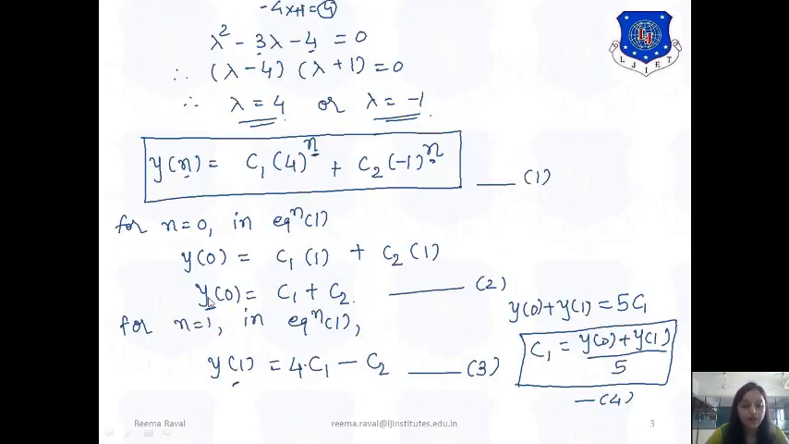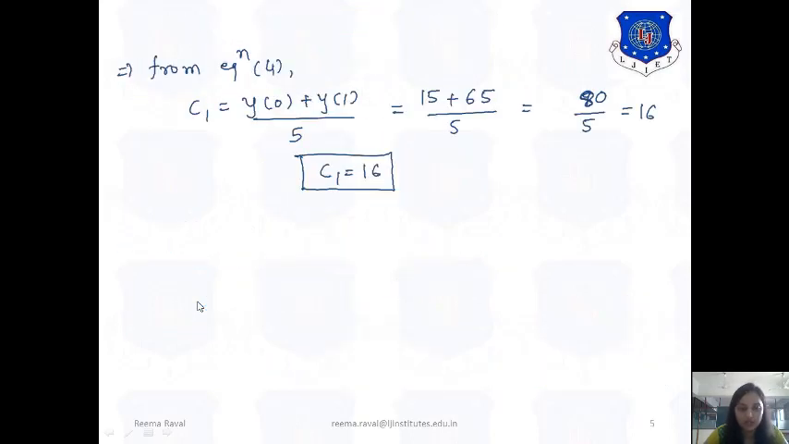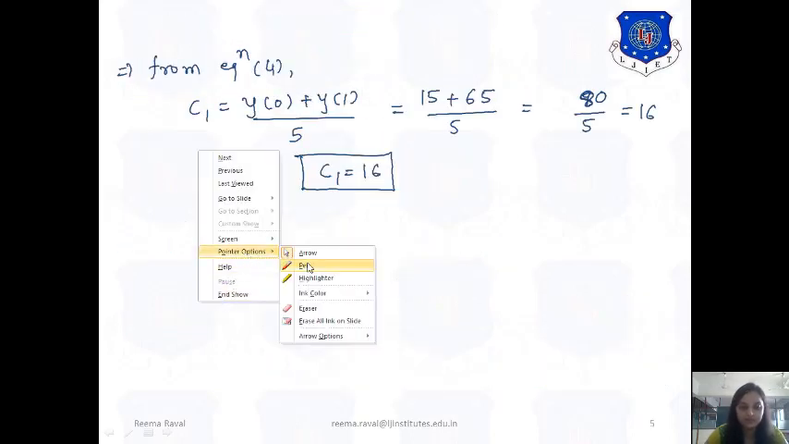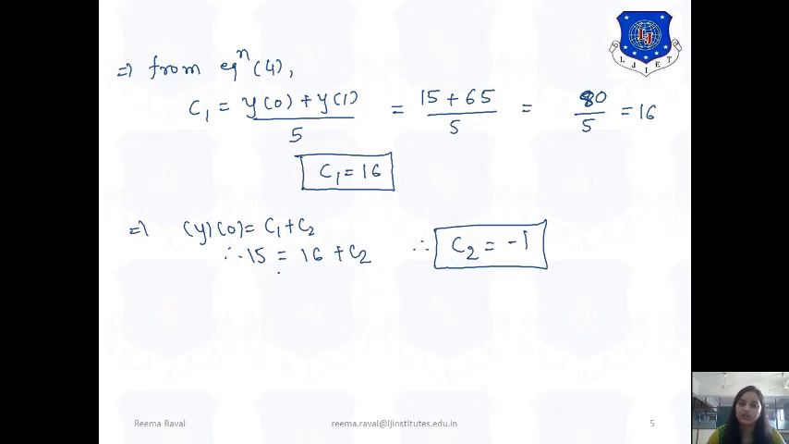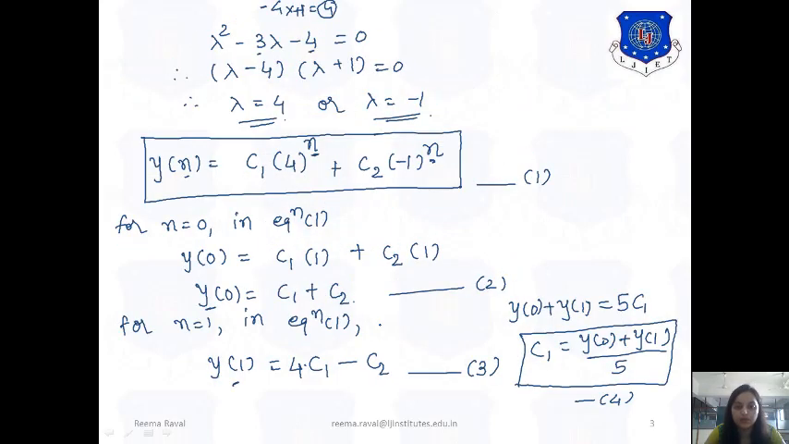C1 plus C2 equals y of 0, where y of 0 is 15. So 16 plus C2, which will make C2 equal to minus 1. Okay, that means 15 minus 16 will give minus 1. So we have obtained the values of C1 and C2, right? And now we will place this in equation number 1, which will give us the final solution of the equation.